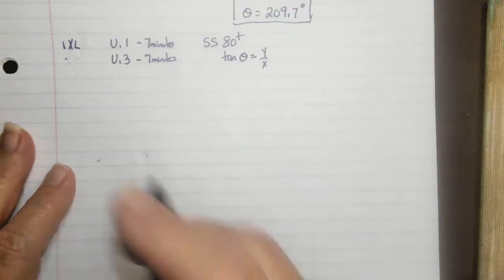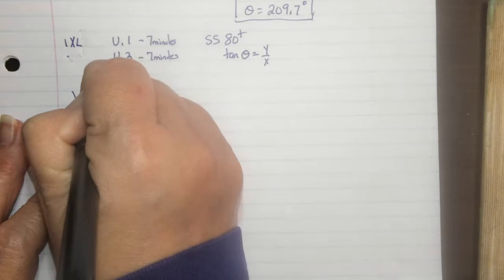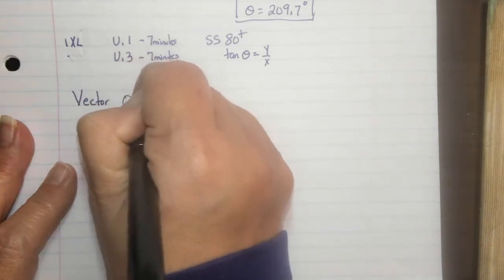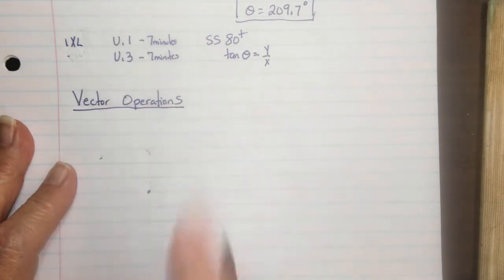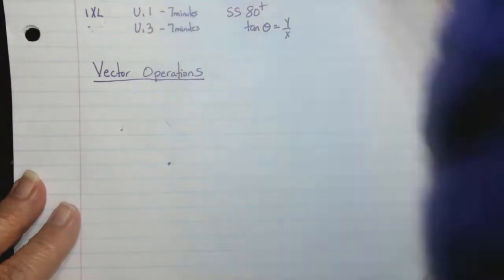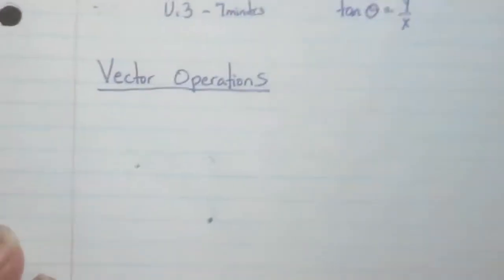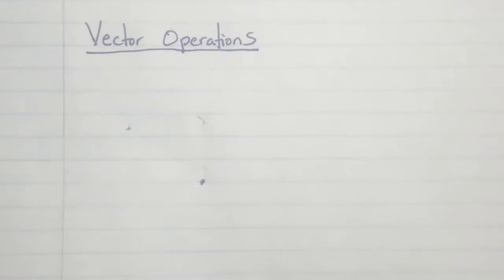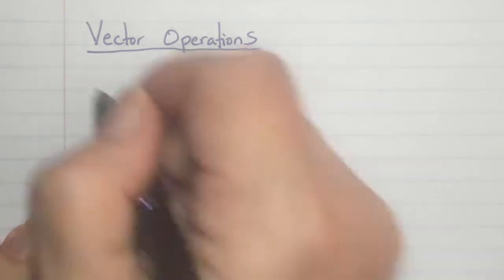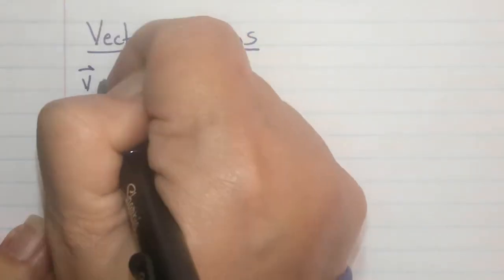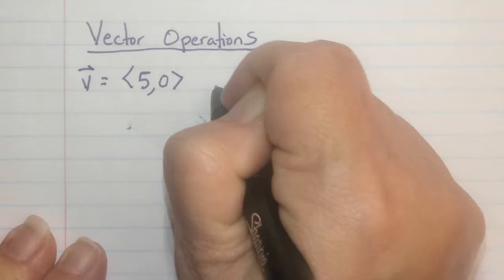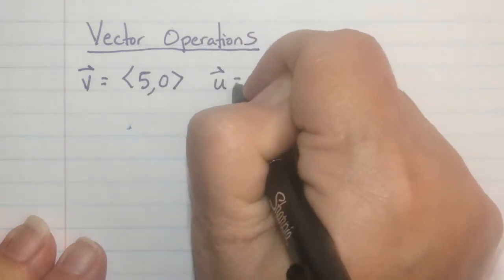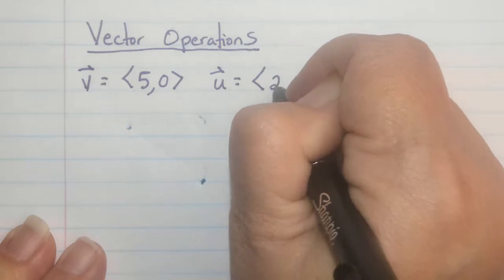Alright, so now we're going to take a look at vector operations. And we are going to add vectors, subtract vectors, and we're going to multiply vectors by a single number called scalar multiplication. So, I'm just going to jump into examples here. Let's say we have vector v, and in component form it is <5, 0>. And we have vector u, and in component form that is <2, -1>.